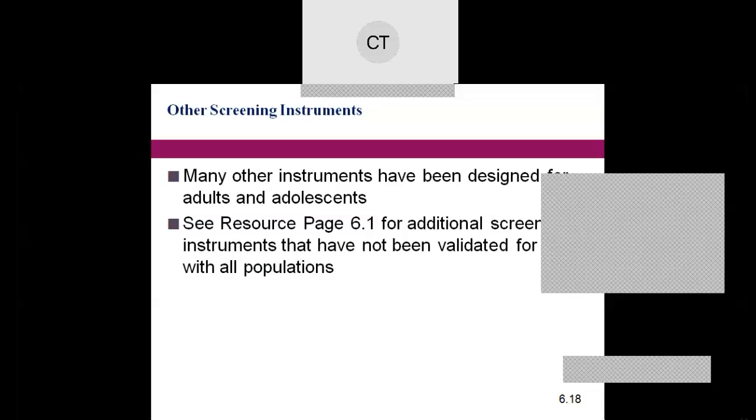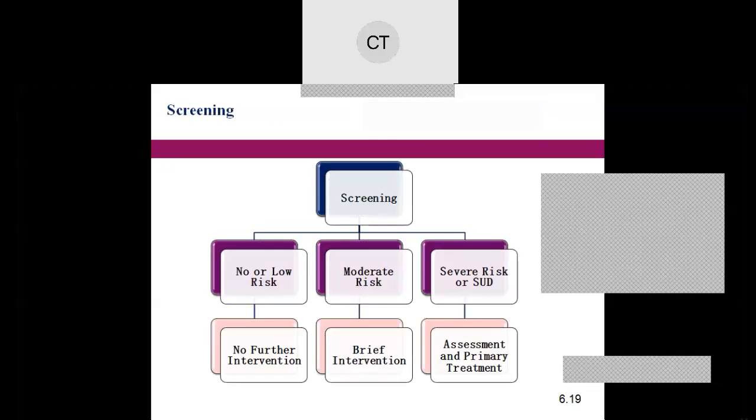I would call them screening tools and assessment tools, like MAST, CAGE, CRAFFT, etc. All these tools, you can find in your participant manual, resource page 6.1. Please do have a look at it. Just check what tools are available, what the screening and assessment tools are. Internationally validated tools are available. Please check it.